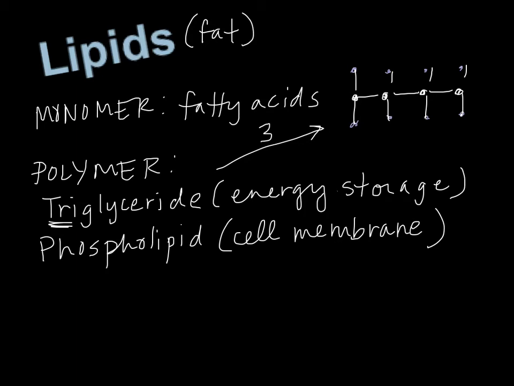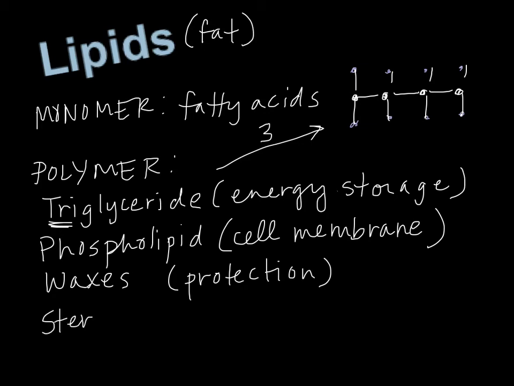Other examples of fats are waxes, which are often used for protection. So leaves would have a wax on it to protect them. And then finally, something called steroids. Now, people typically think of anabolic steroids, like the steroids people take illegally to pump up their muscles. But besides hormones, steroids are also things like cholesterol.